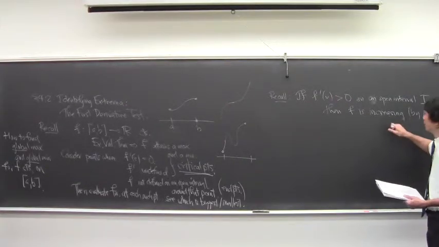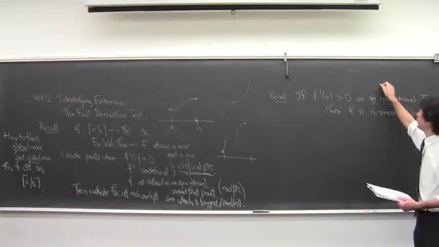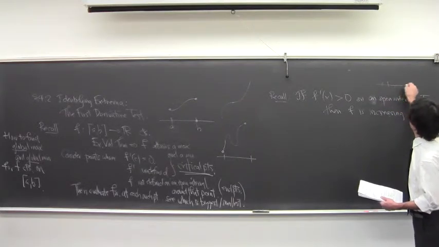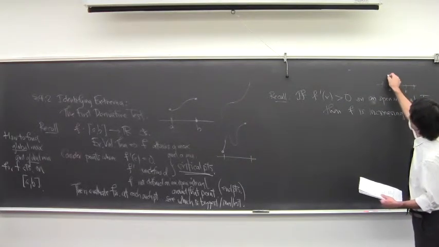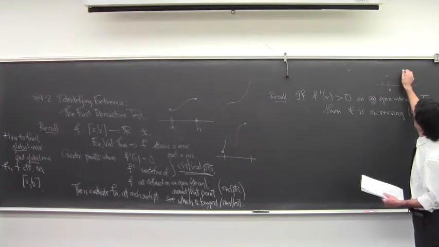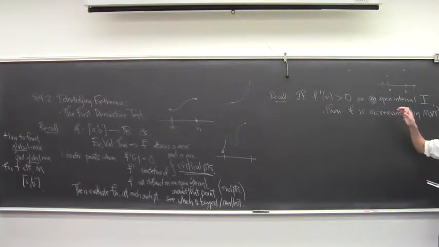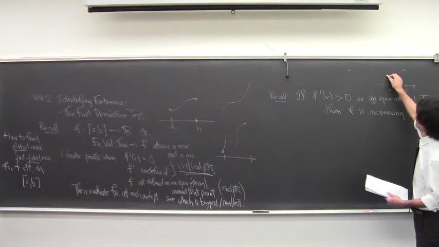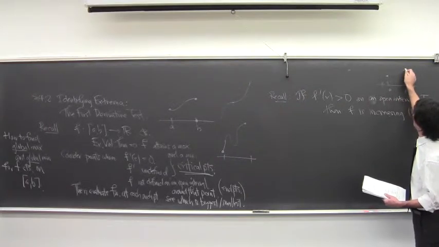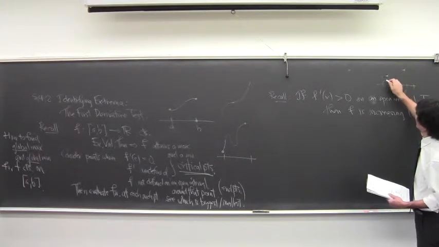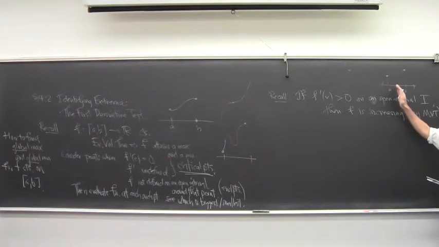Remember, it tells us that if you take any two points in your open interval, then the slope has to be bigger than 0. That means the slope of the line between those two points is bigger than 0, and so the point on the left is lower than the point on the right. We did this last time.